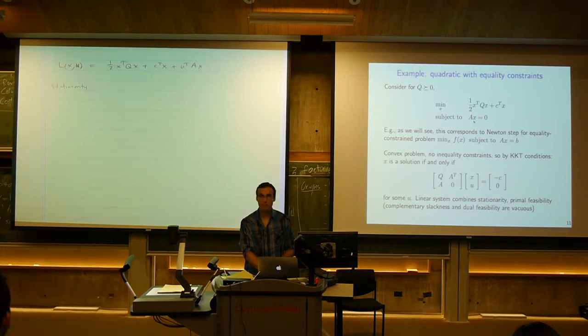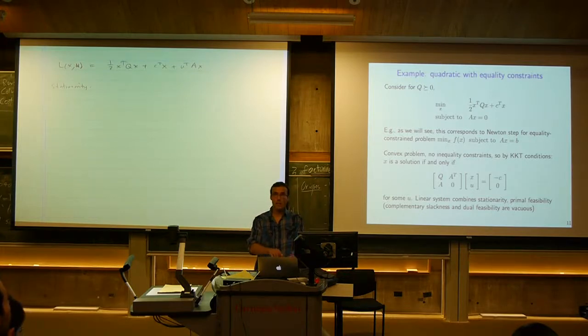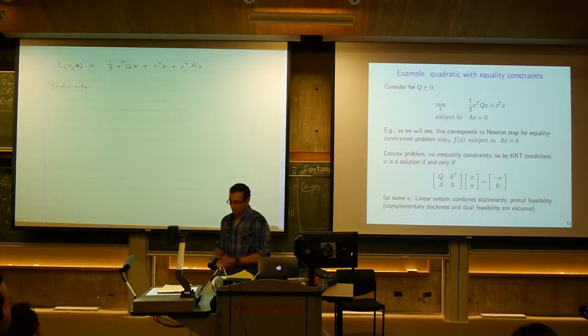It is strictly feasible because we have no inequality constraints, so Slater's condition definitely holds, right? And of course, there's a point that makes Ax equal 0. I can just take 0. So therefore, the KKT conditions are necessary and sufficient for optimality.